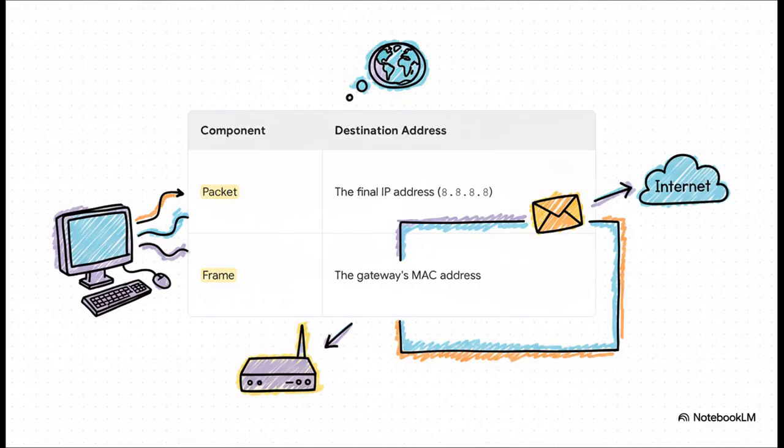This chart breaks it down perfectly. The packet cares about the long-haul journey, the frame only cares about the very next stop. So your computer wraps that long-distance packet inside the local delivery frame and sends it off, not to the internet, but directly to your router.